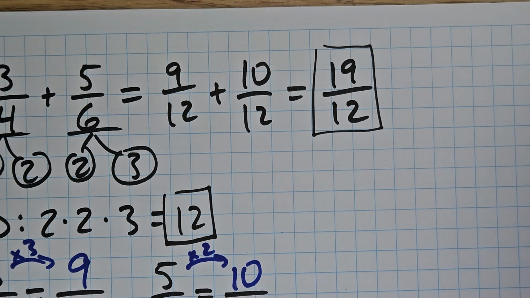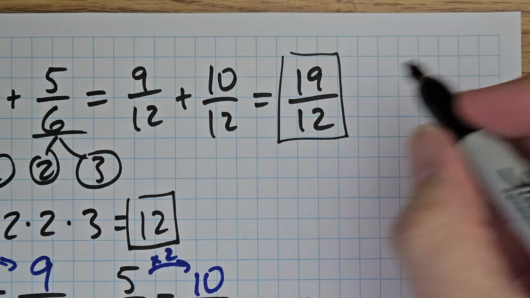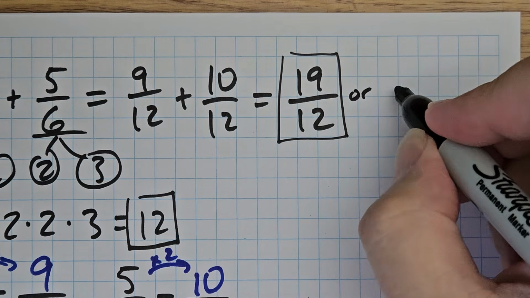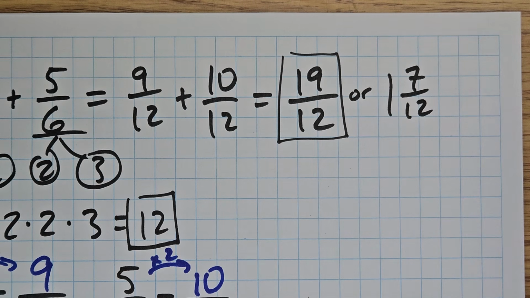If your teacher wants you to convert it to a mixed number, you would just divide. 12 goes into 19. Let me just put kind of an or here. 12 goes into 19 one whole time with 7 left over, and the denominator stays the same. So the mixed number answer would be 1 7/12.